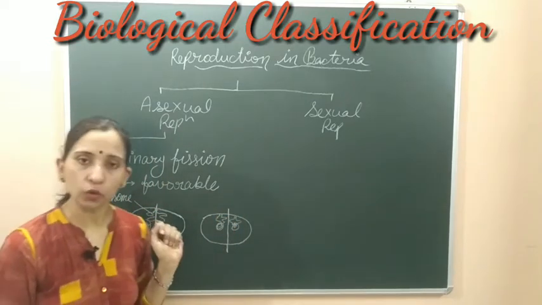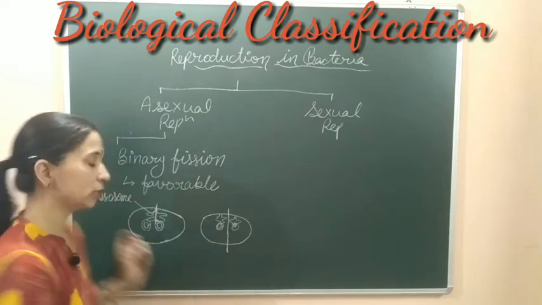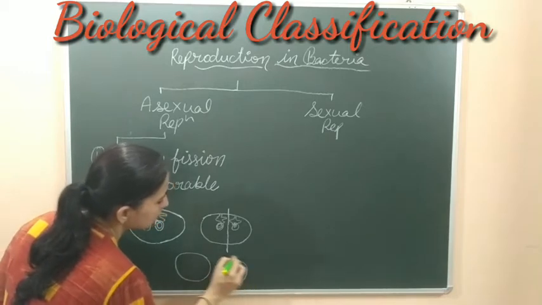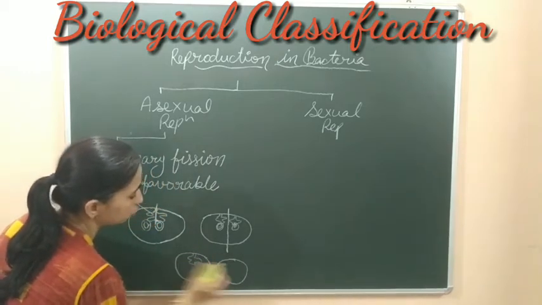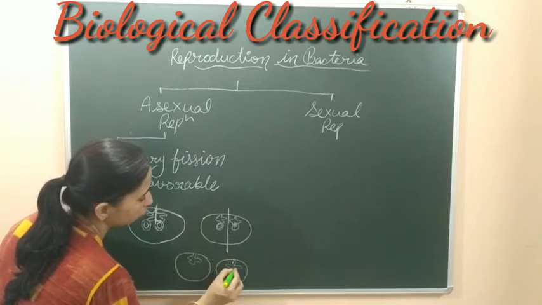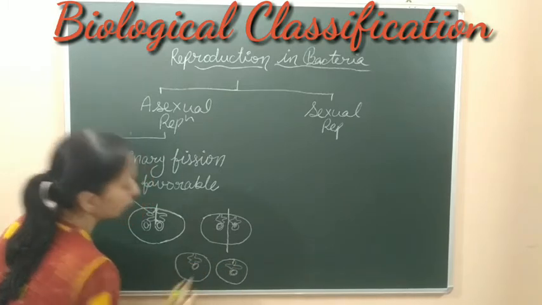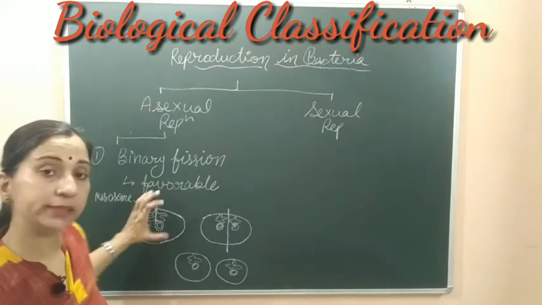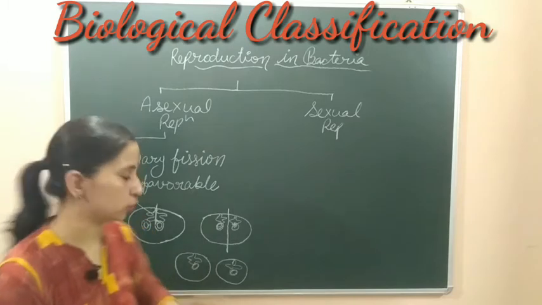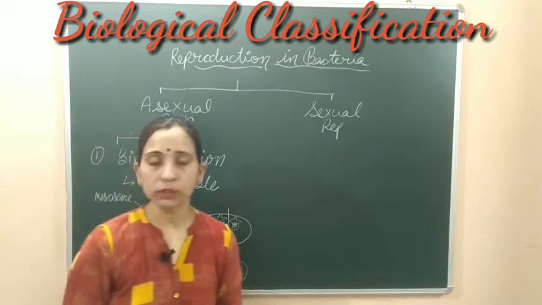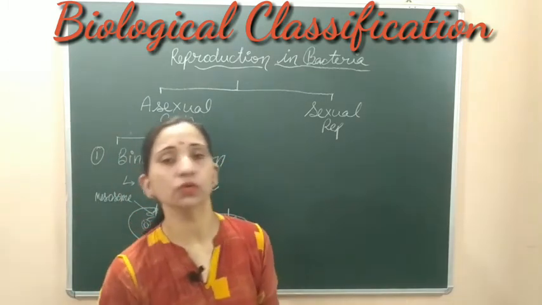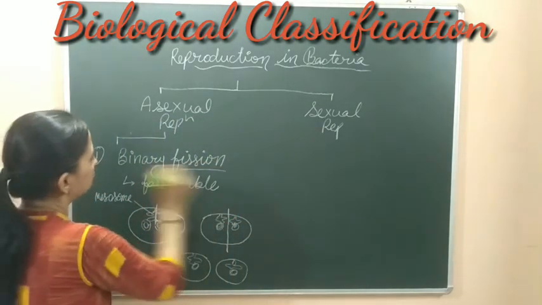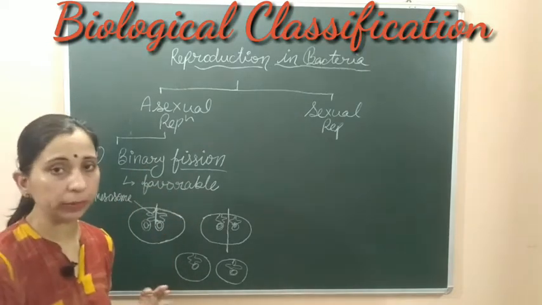Cell wall formation and cytokinesis take place in the bacterial cell, and we get two bacterial cells. Each bacterial cell has its own mesosome, both bacterial cells will have a mesosome, and they will have their nucleoid. In this way, one bacterial cell is divided into two daughter bacterial cells. This is the actual asexual reproduction by which the bacteria divide. So this is binary fission, the reproduction which happens during favorable conditions.